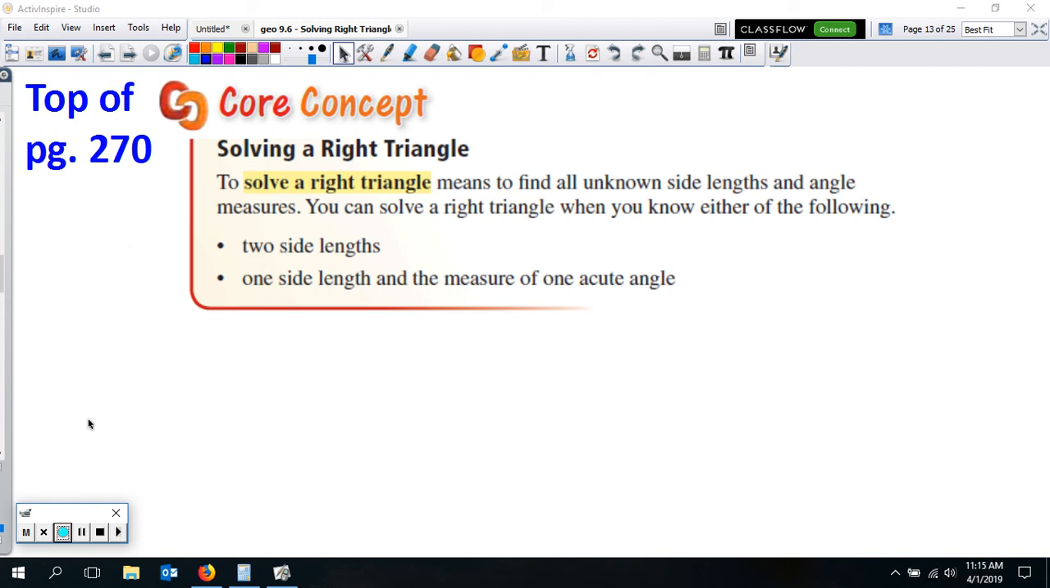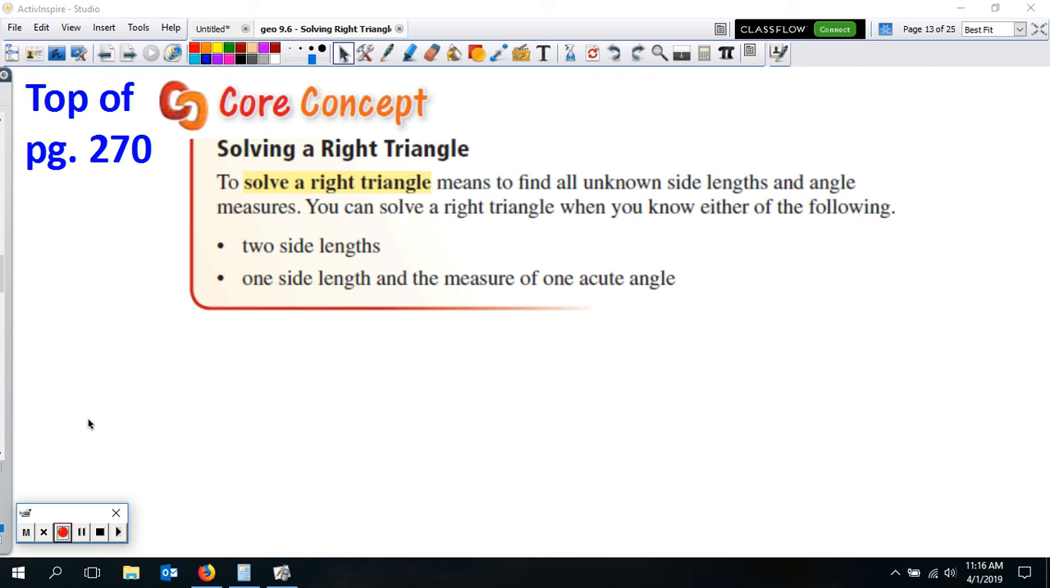Okay, so on the top of page 270, we see our other core concept. Here you can just highlight solve a right triangle. That's the other vocabulary. It says that to solve a right triangle means to find all unknown side lengths and angle measures. We've done this before where we've solved triangles in the past. We've found all the angle measures and all the side lengths of the triangle.